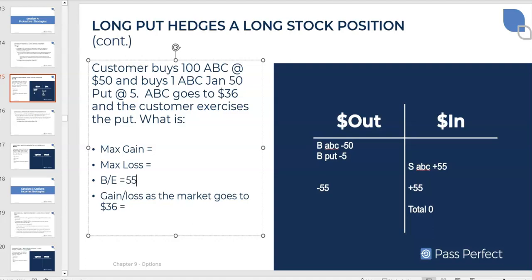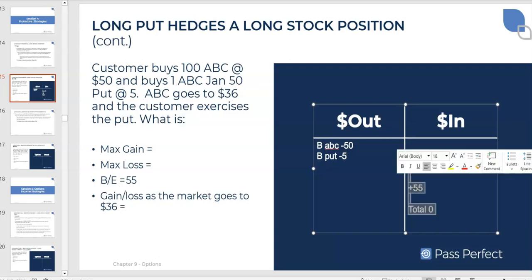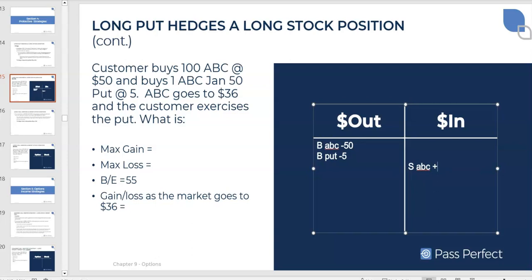Okay, maximum possible loss in this scenario. Actually, before we do that, let's go maximum gain first. Bought the stock for 50, paid $5, so the break-even point is 55. Once it goes above $55, he's going to show a profit. What's the maximum gain in this scenario?